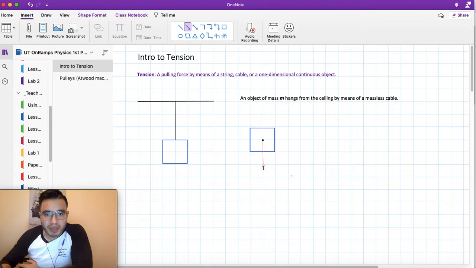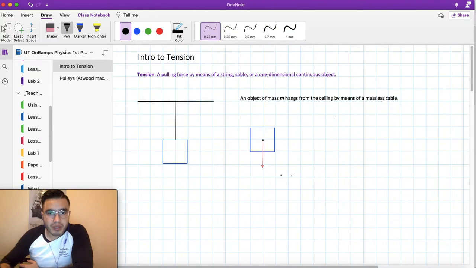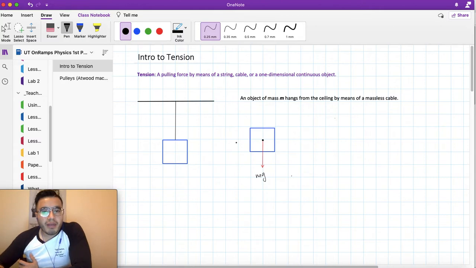So we have the weight of the object pulling straight down. We label it. We know that the weight is the mass times the acceleration due to gravity. In the first example we had for free body diagrams, we had a book resting on the table, so we have the weight of the book, and we had the normal force perpendicular to the surface. Now we don't have a surface, thus we don't have a normal force. However, we still need a force acting against gravity as per Newton's third law of motion, because this is not a free fall. So that's where tension comes in.